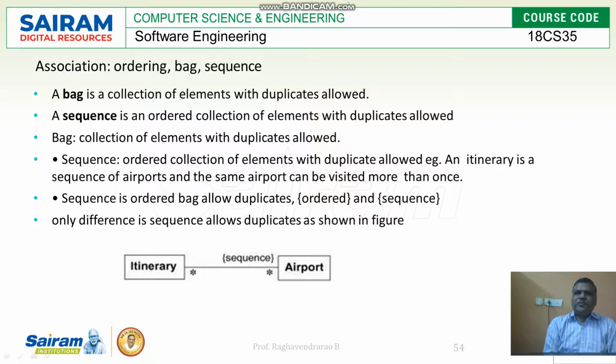So when a sequence is mentioned, the itinerary is going to have the airports in between in the sequence. So it says that an itinerary is a sequence of airports. They can get visited more than once. It is possible, so that is what 0 or more times means here.